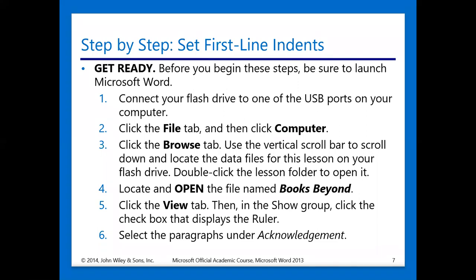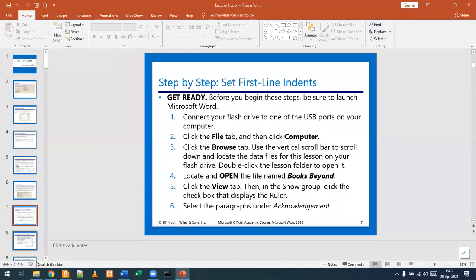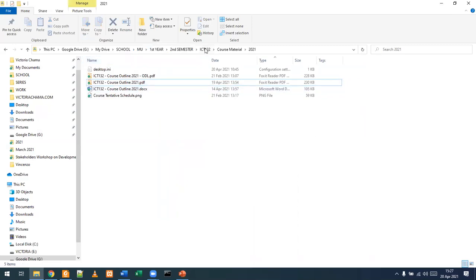So our first step is connect your flash drive to one of the USB ports, but where our steps actually start from is step number 4, where we've been asked to locate a file name called Books Beyond. This is the file name that we are looking for. This is the one that we need to open up for our demonstration or for this step-by-step exercise. So I'll quickly open up that file.